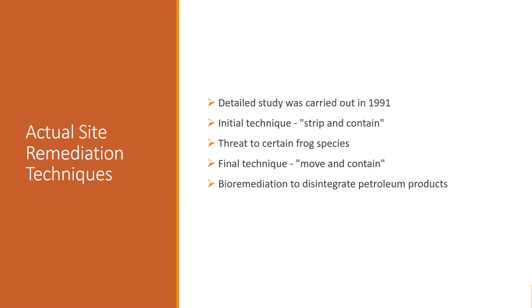This technique was later abandoned because a threat was found to a certain frog species. So, as an alternative, move and contain was a technique that was adopted later, which means the contaminants were moved from one place to another and contained in the other place. The movement of the contaminants did not create a problem because most of the land was owned by the government and no additional permissions were necessary to facilitate this movement. And bioremediation using microorganisms was used to disintegrate petroleum products. Next slide, please.